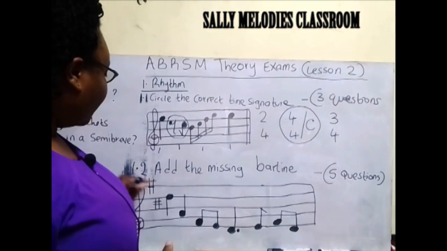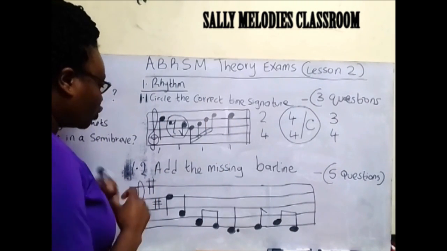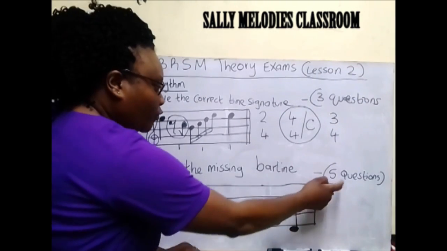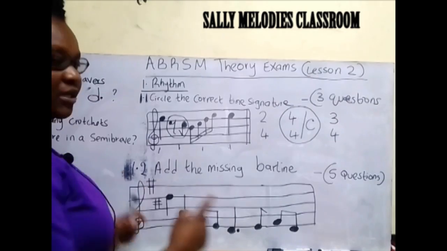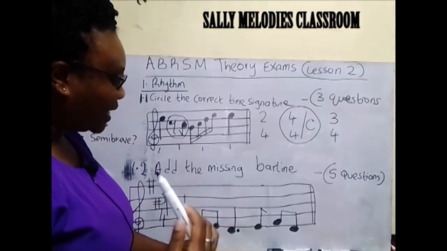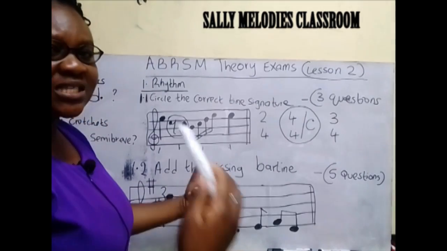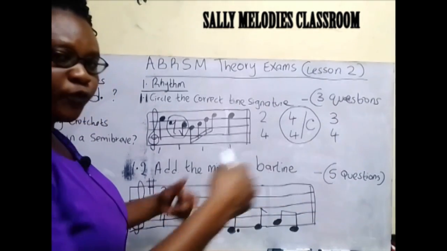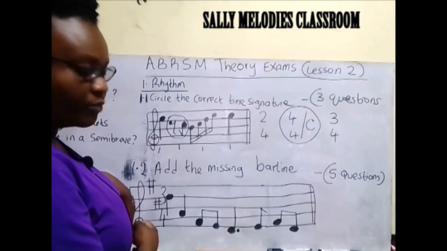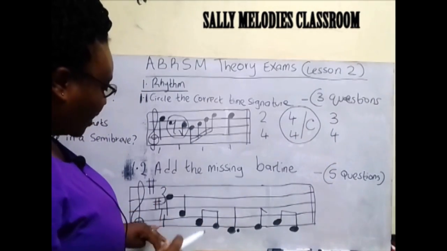We come to question number 1.2, which is telling you to add a bar line. There are 5 questions in that category. I only took 1. There are supposed to be 2 bars, but there is a bar line that is missing. You just do the same, and you count from either side. You can count from that side, and you can also count from this side.